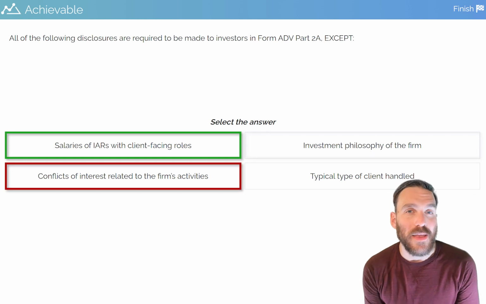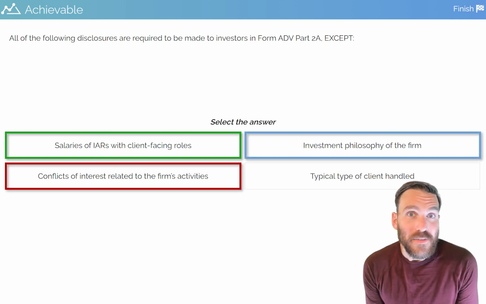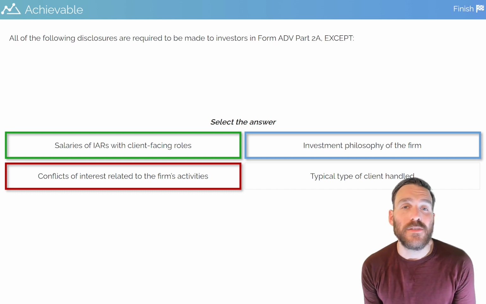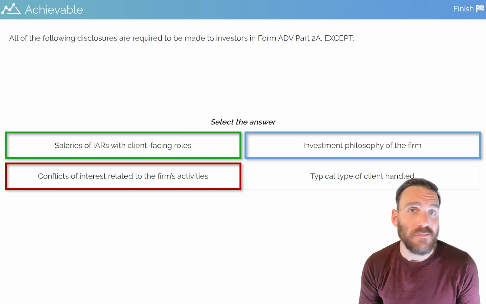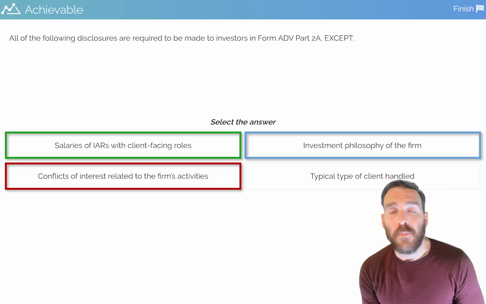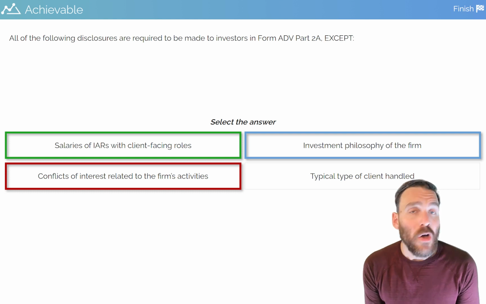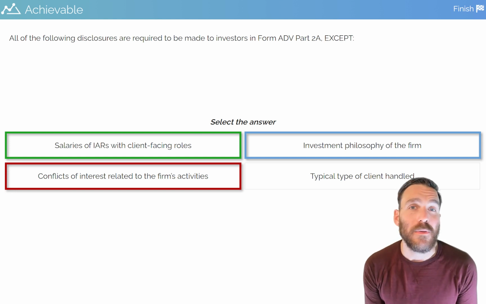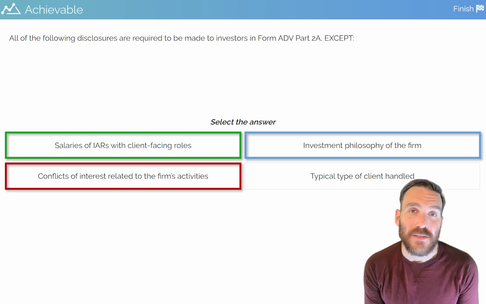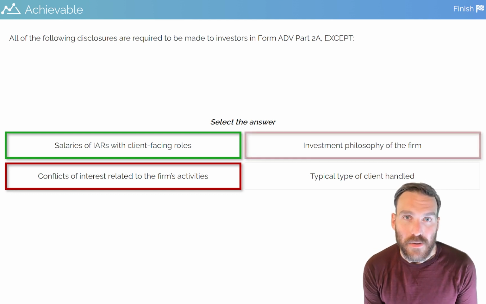Let's go to the top right. Investment philosophy of the firm. Yes, we talked about this. It's important for clients to know what type of advisor they're hiring. What's their philosophy when it comes to investing? Are they a little bit more aggressive? Are they a little bit more conservative? What type of financial products do they typically recommend? Do they specialize in anything? How do they view the market? How do they view investing? There's a lot to unpack here, and this is definitely disclosed in the brochure. So this is not going to be the right answer. We'll mark that one as wrong.